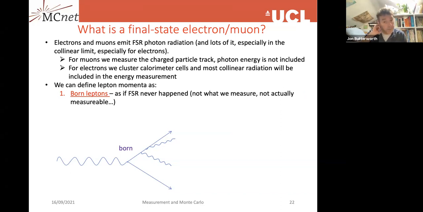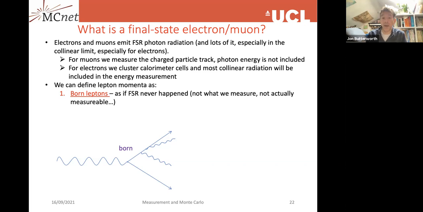It's a significant effect, particularly if you have a resonance like the Z, where you can get radiative returns. So you have a huge cross section at the Z peak, and that will contaminate the mass distribution around it because of this final state radiation. So we can define lepton momentum as what we call born leptons, which is basically the zeroth order QED final state. So it's as though we just have a magic wand and we turn off final state radiation.